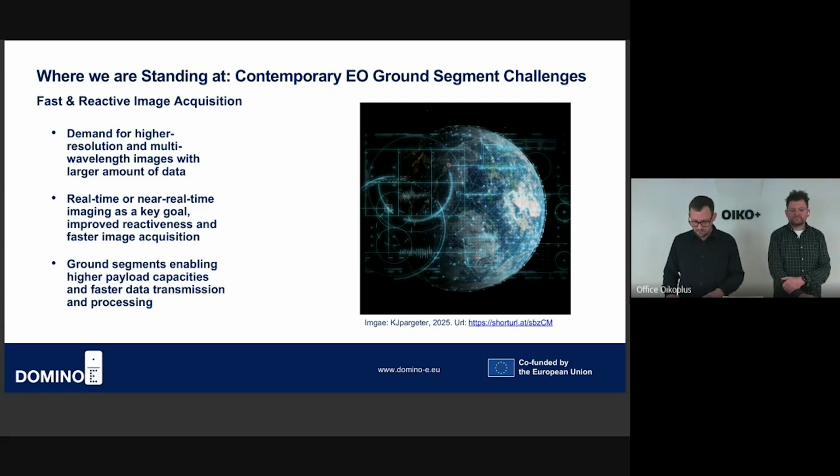So there are new users that want faster, more reactive images. They also want it at a lower cost. There's a growing demand for higher resolution and multi-wavelength images with larger amounts of data. There is a growing demand for real-time or near real-time delivery, particularly in disaster response, security, maybe even time-sensitive agriculture. There is also a growing demand for ground segments that are capable of handling these increased data volumes with rapid downlink and automated processing pipelines.